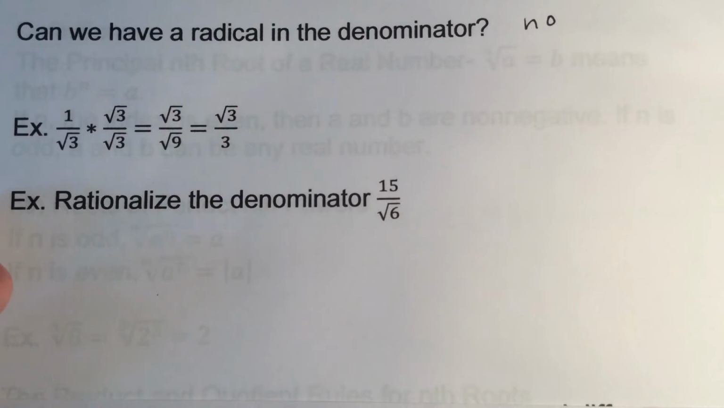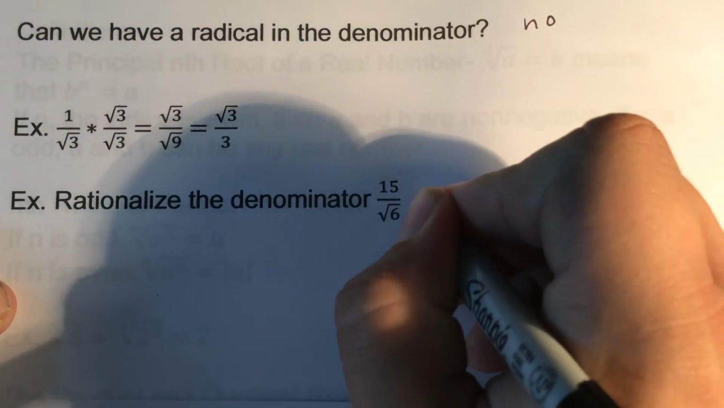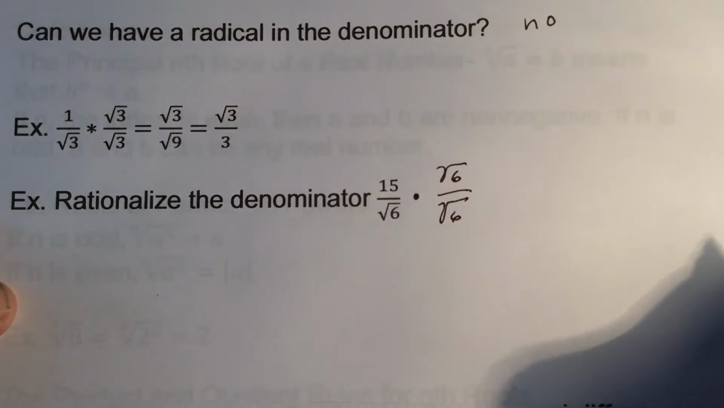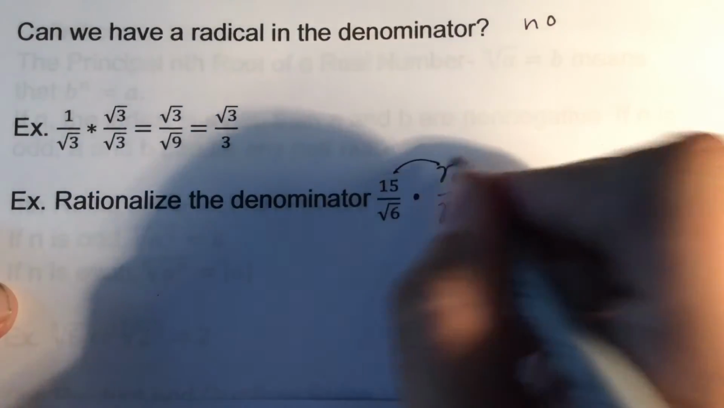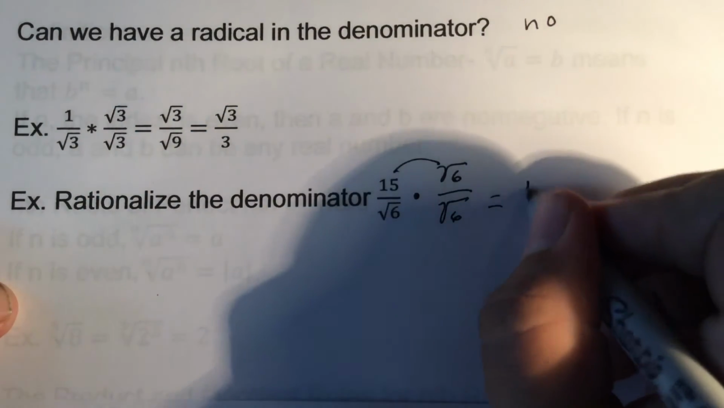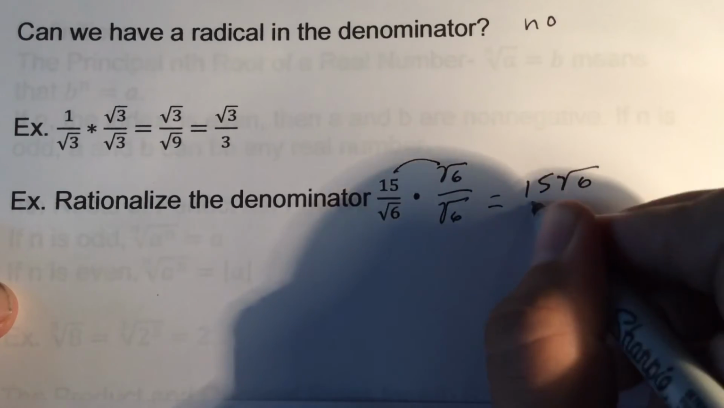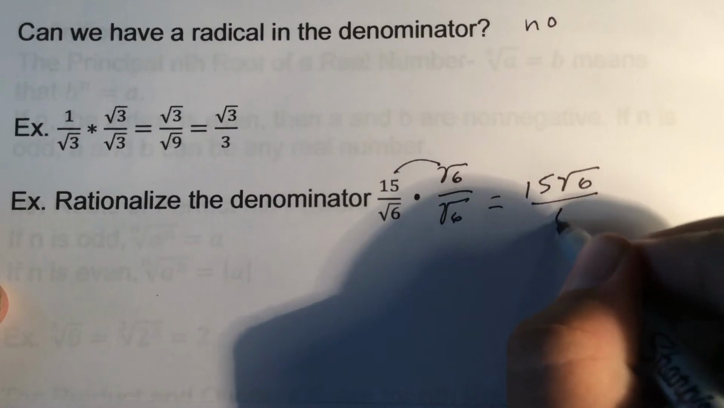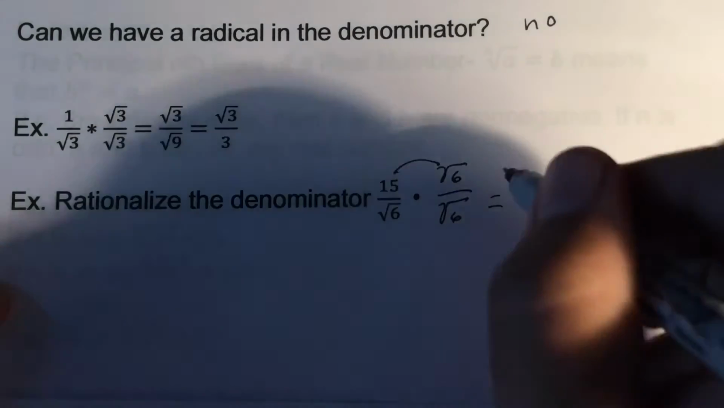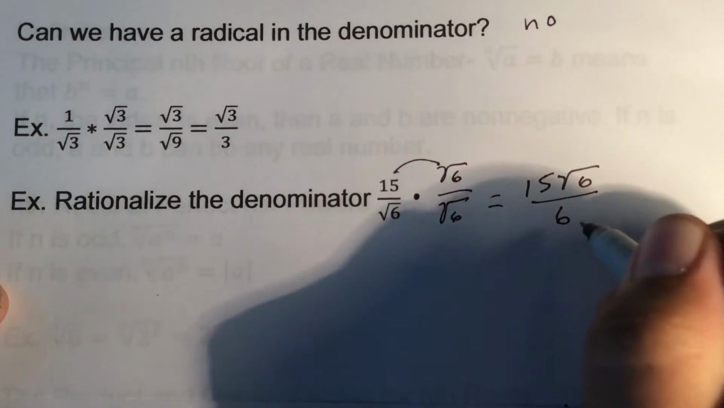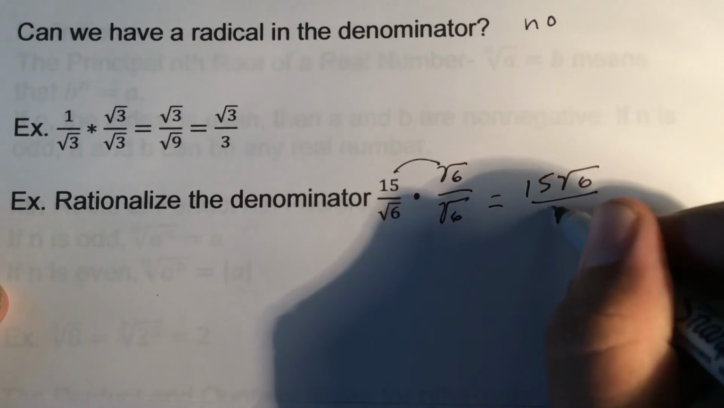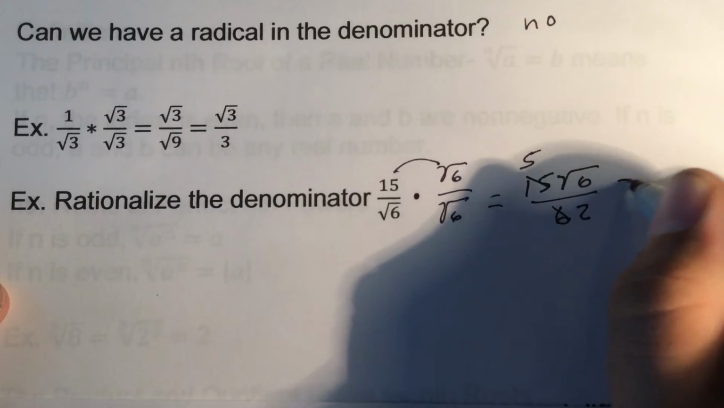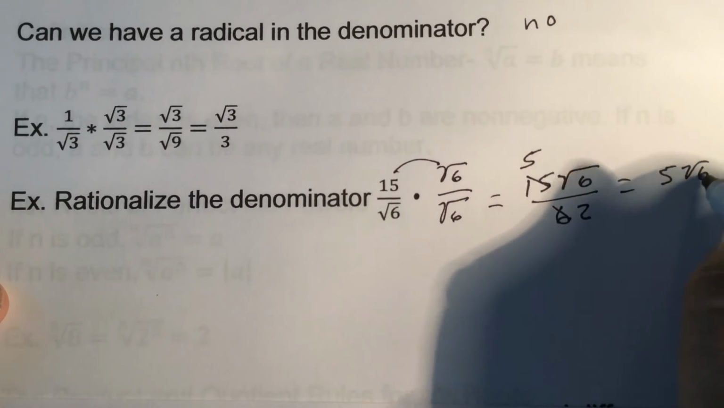So if we rationalize this denominator, we would multiply it by the square root of 6 over the square root of 6. So on top, 15 times square root of 6 would be 15 square root of 6. Bottom, square root of 6 times square root of 6 is square root of 36, which is just 6. Now, always look and see if you can reduce. Like here we can divide this by 3 and get 2, divide this by 3 and get 5. So we end up with 5 square root of 6 over 2.